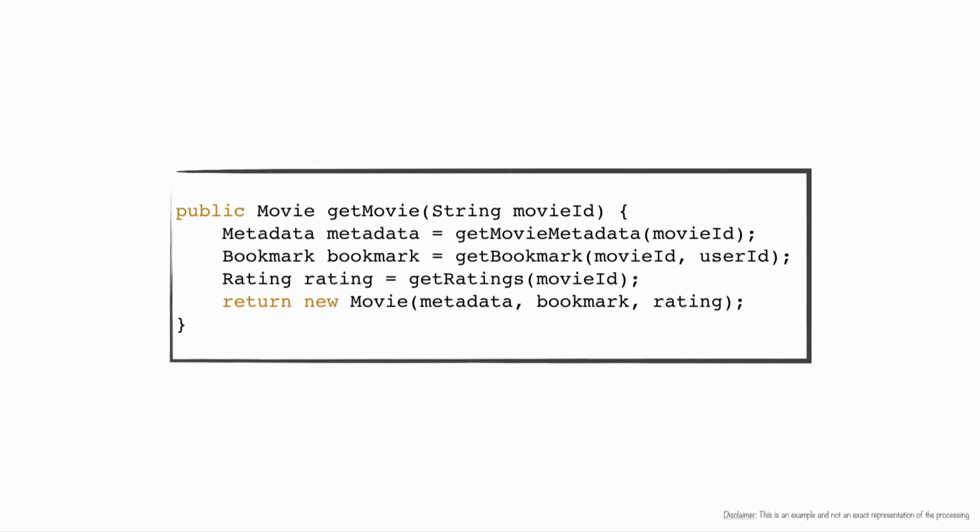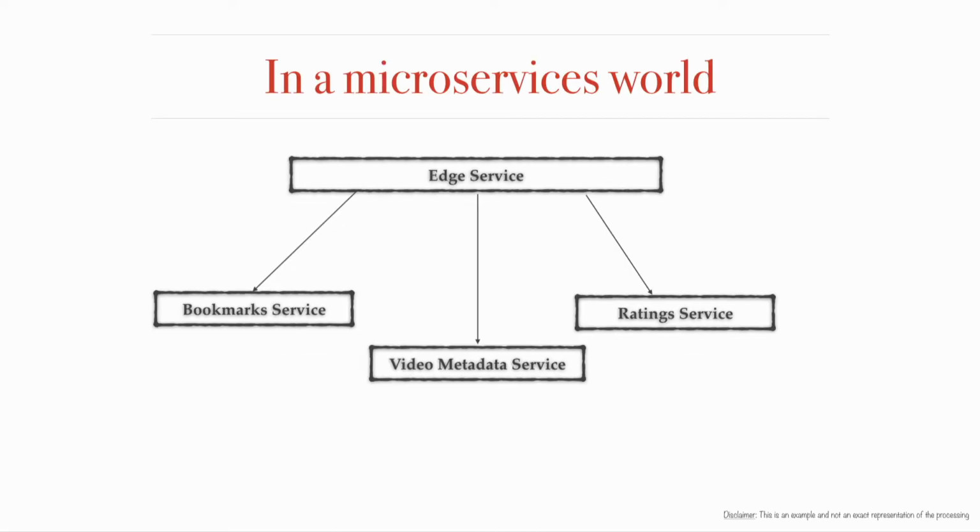If you go into the code of a typical service to get this sort of data, you would see code like this, which says: I need to get a movie, so first I'll get some metadata about the movie, then the bookmark and ratings, create a composite object about the movie, and return it back to the caller. Zooming in further, since we are in the microservices world, these different features come into the movie data from different services. In this instance, it becomes a bookmark service, a metadata service, and a rating service.